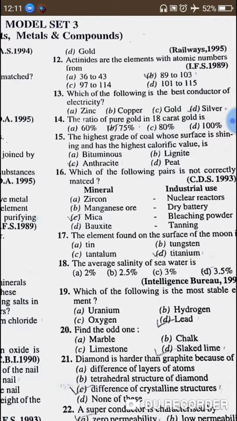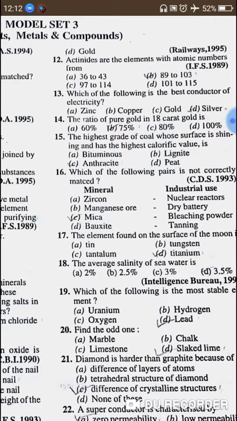Our next question. In the next question, we have to match the minerals with the industrial uses. Here the correct ones are zircon, which is used in nuclear reactors, and second is our manganese ore, which is used in dry battery. Next is our bauxite, which is used in tanning. But here mica, whose use is written as bleaching powder, is absolutely wrong. So here the incorrectly matched pair is our mica and bleaching powder.